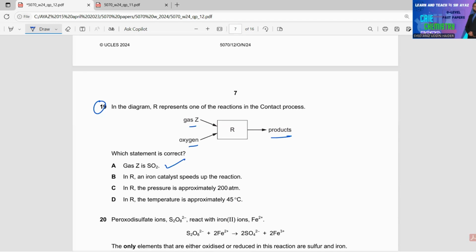B, an iron catalyst speeds up the reaction. This is incorrect because iron is not used as a catalyst. Vanadium(V) oxide is used.